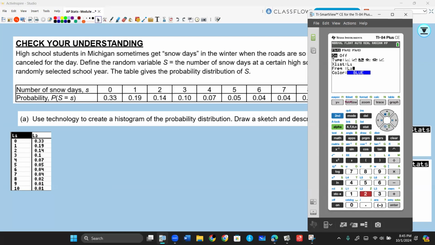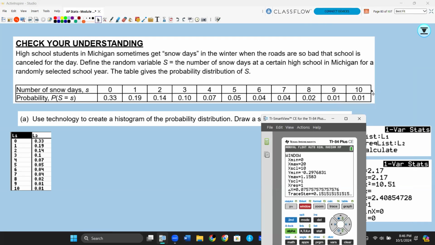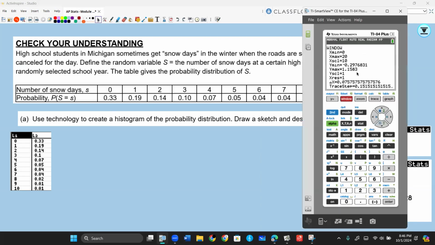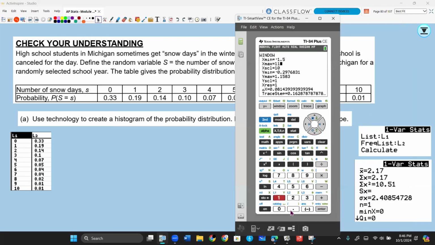Now, I'm not going to do a zoom 9 because if I do a zoom 9, it's kind of useless here. So I'm going to go to my window and I'm going to manually set this. If I look at my X values, they're between 0 and 10, but I want my histogram to fall right on the 0, the 1, the 2, the 3, the 4, and so on. So I'm going to make my X minimum negative 1.5. I'm going to have a little bit of wiggle room on the left side. And then my X max, I'm going to go one more and then do a 0.5, 11.5. I'm going to make my scale go by 1.